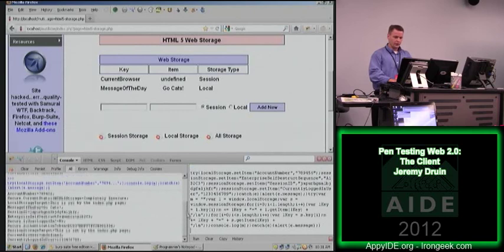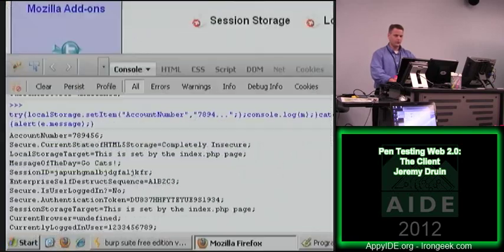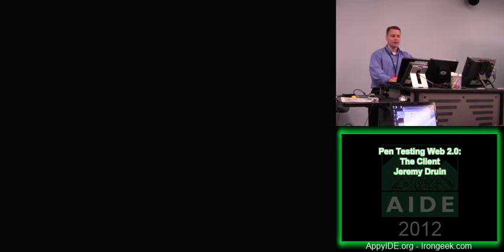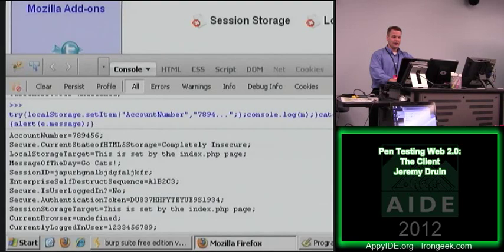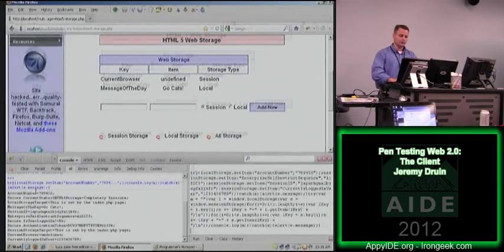Okay, so now we can see that we have all of the original values, plus we have the enterprise self-destruct sequence, and we've got that account number. Actually, the account number turned out to be the very top one there, added in. So it was trivial for us to just run a very small script to add values into the local web storage. Now, if the site were to read those values and act on them, we could have some kind of a problem, so we'd want to let our client know if that was possible.